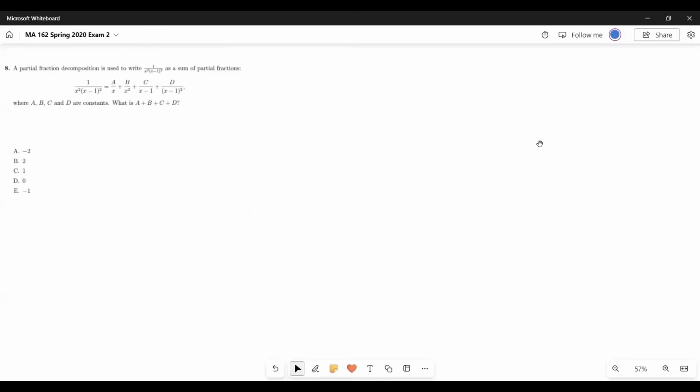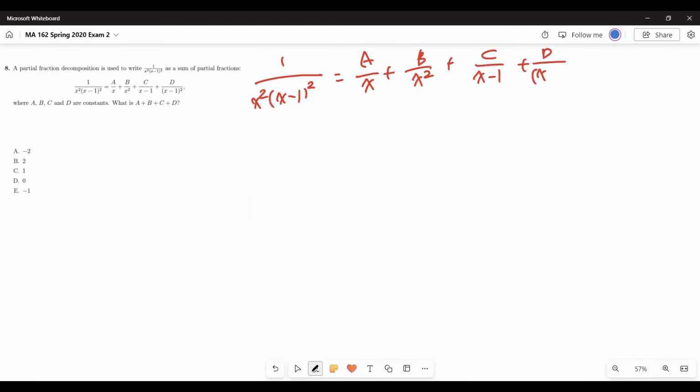Okay, this question asks 1 over x squared x minus 1 squared is equal to a over x plus b over x squared plus c over x minus 1 plus d over x minus 1 squared, and find the ABCD value. And it's a decomposition question. So let's write it first. 1 over x squared x minus 1 squared is equal to a over x plus b over x squared plus c over x minus 1 plus d over x minus 1 squared.